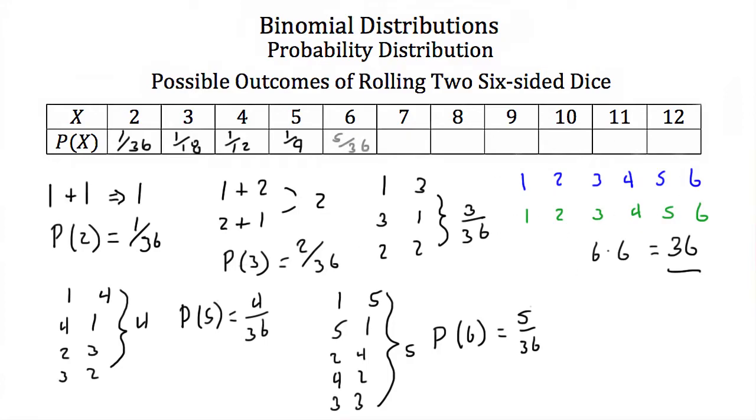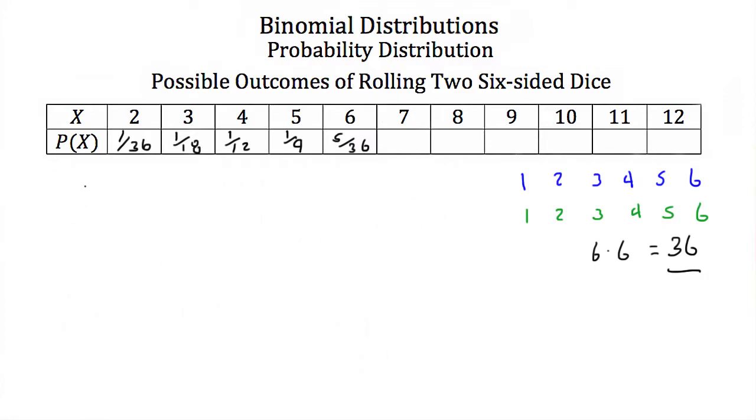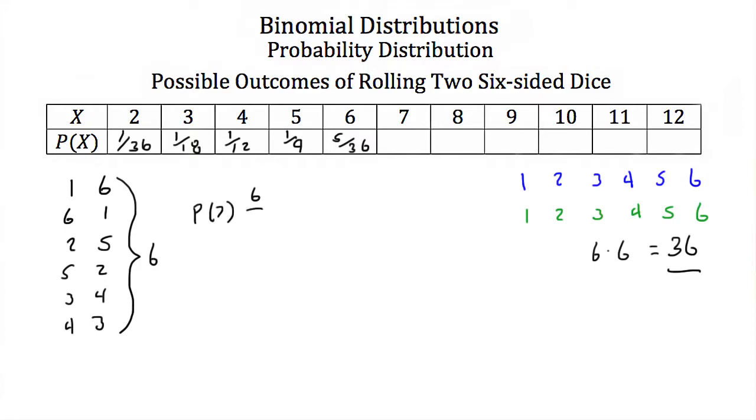So now let's work on finding the probability of rolling a 7. Well, let's think of all the different ways we can get a 7. We can get a 7 from a 1 and a 6, and a 6 and a 1, a 2 and a 5, and a 5 and a 2, a 3 and a 4, and a 4 and a 3. So here we have 6 different ways to get a 7. So the probability of getting a 7 is 6 out of 36, and that reduces down to 1/6. So the probability of getting a 7 is 1 out of 6.